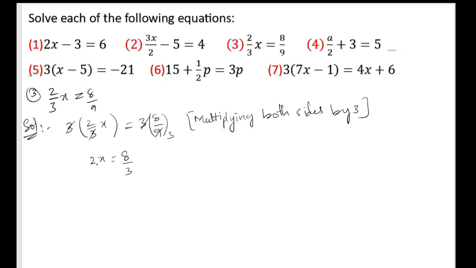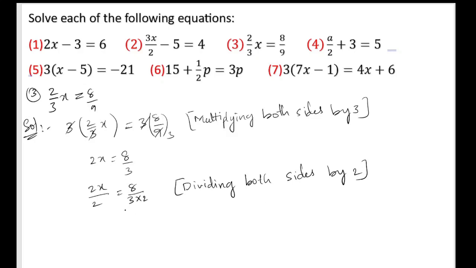Next, I want to remove this 2. This 2 is in multiplication with x. For that, we need to divide. So 2x by 2 is equal to 8 by 3 into 2. This 2 is also in division because we are writing it below the 8. So let us write down dividing both sides by 2. Now we can cancel this. The 2s will cancel. 2 fours are 8. So x is equal to, what are the numbers left? 4 by 3. So hence the solution for this equation is 4 by 3.